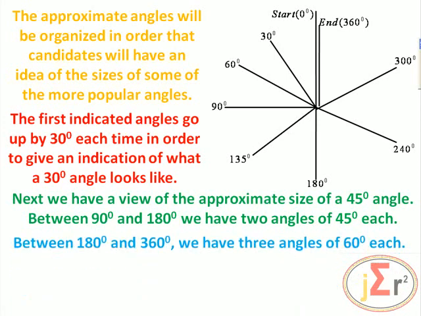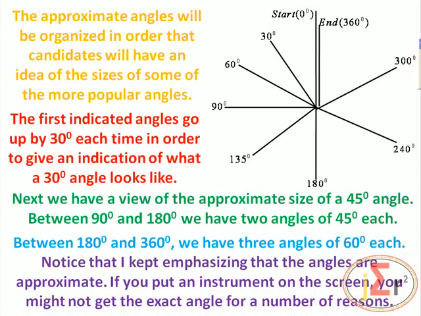So there we have some of the more popular angles. 30 degrees, 45 degrees, and what else? 60 degrees. As a matter of fact, if you look right here, you will see your right angle, which is 90 degrees, and the 90 degrees is here again. Of course, you have the angle on a straight line. The angle on a straight line is actually 180 degrees. So between 180 and 360 degrees, we have three angles of 60 degrees each.